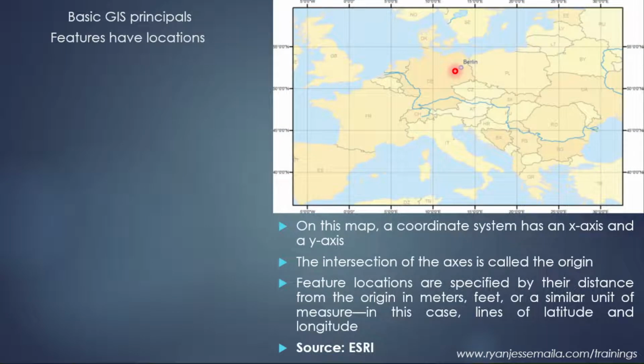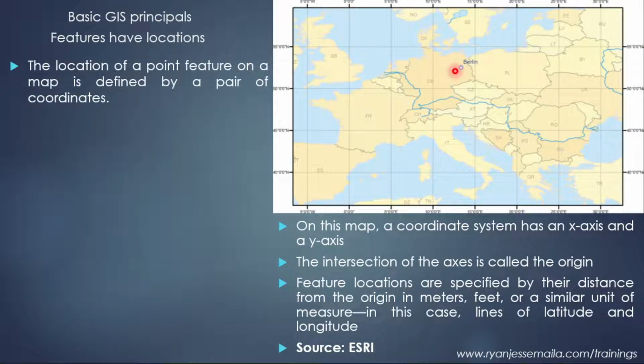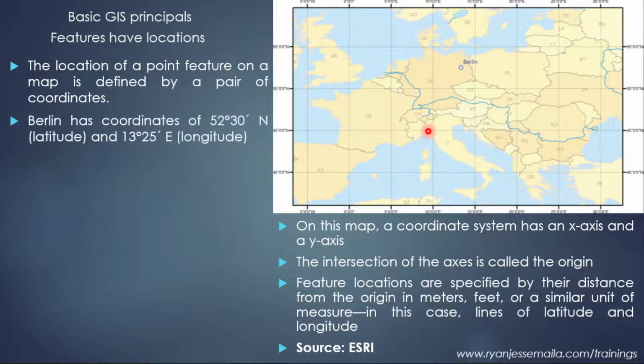Still on features have locations. The location of a point feature on a map is defined by a pair of coordinates. Berlin has coordinates of 52 degrees 30 minutes latitude and 13 degrees 25 minutes longitude. So east is longitude, north is latitude. So you can use these values now to pinpoint that.